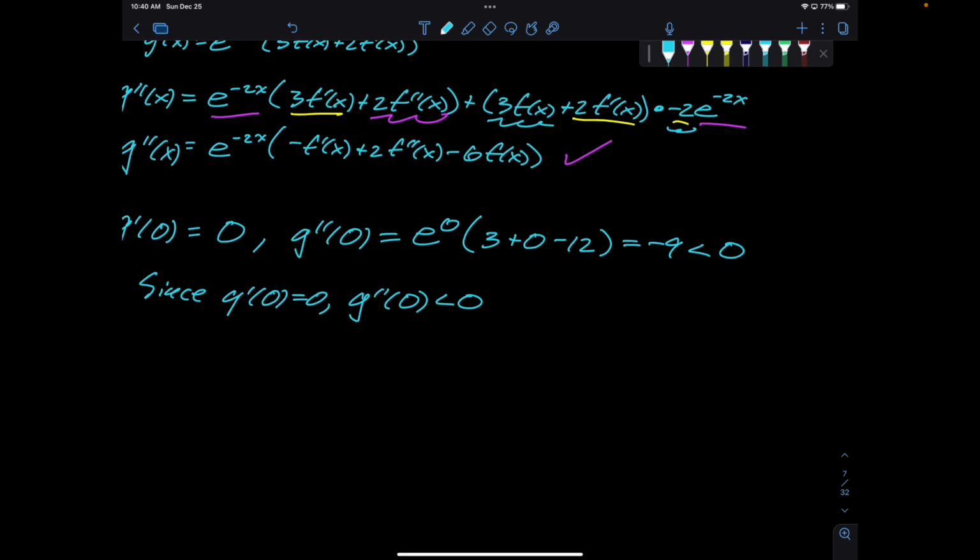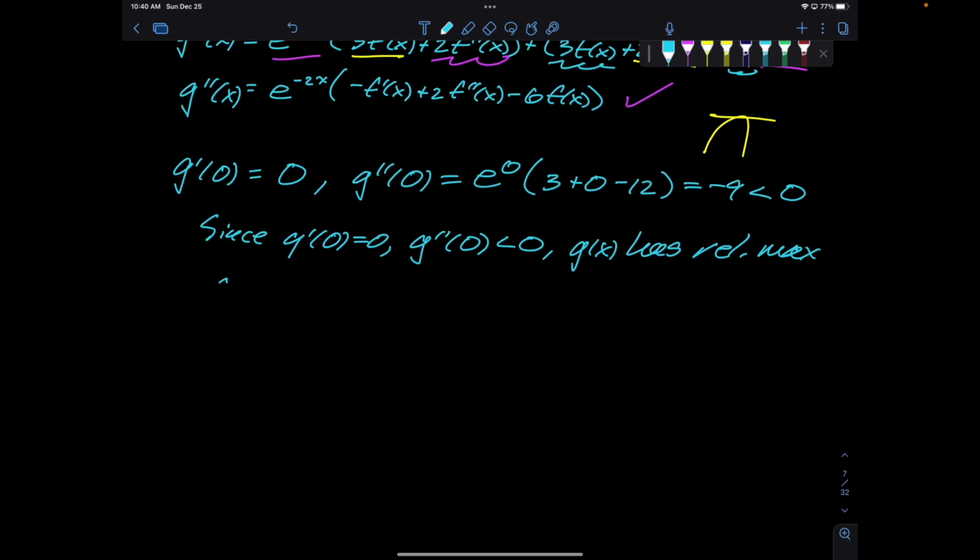If you have to, you can think about a picture. We got concave down, horizontal, relative max. g of x has a relative max at x equals 0 by second derivative test. There we go.